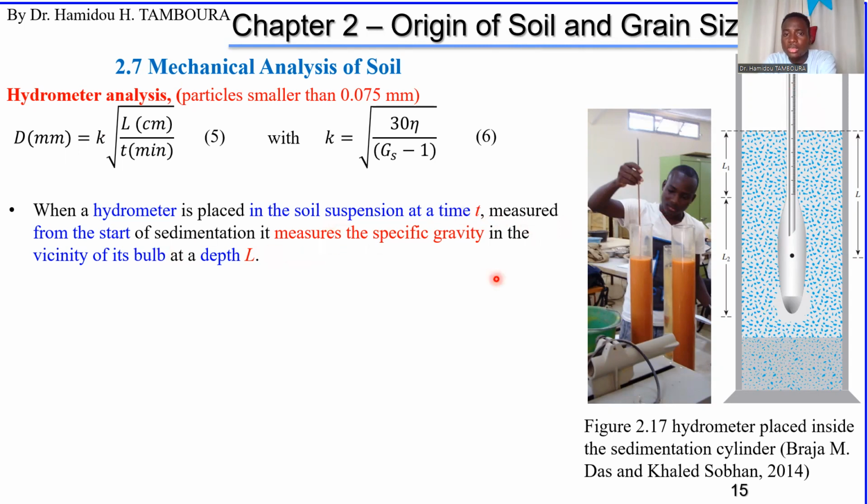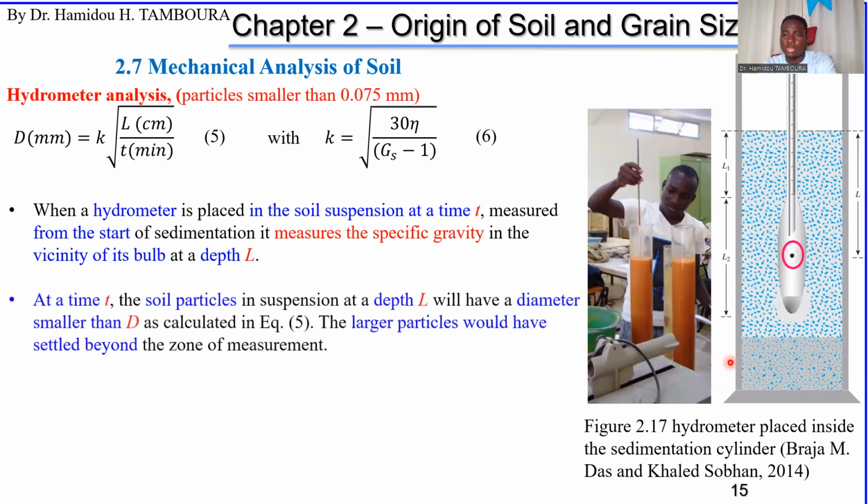So it will measure a specific gravity in the vicinity of its bulb at a depth L. So you see L here, and this will give us the specific gravity around here. That means the specific gravity is not the same when you are going down the tube. So this hydrometer will give us specific gravity around this point. The depth is L.